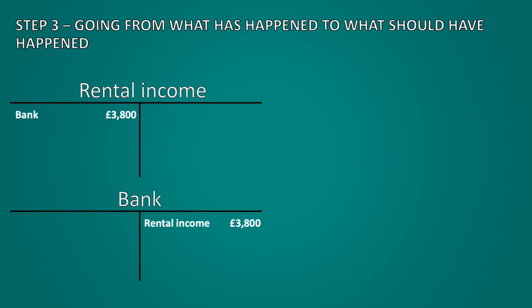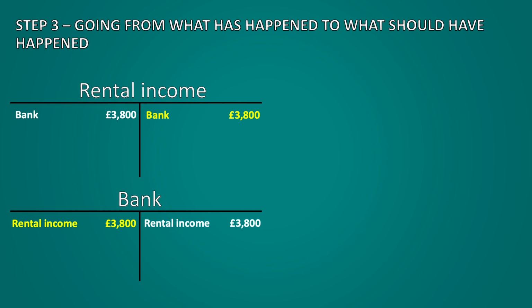Step 3, going from what has happened to what should have happened. Entering the correction in this case happens in 2 parts. This will always be the best way to approach an error where the transaction has been reversed. The first part is to remove the incorrect entry. To do this, we would credit the rental income account for £3,800 and debit the business bank account for £3,800. This brings the balance of both of these accounts back down to 0.